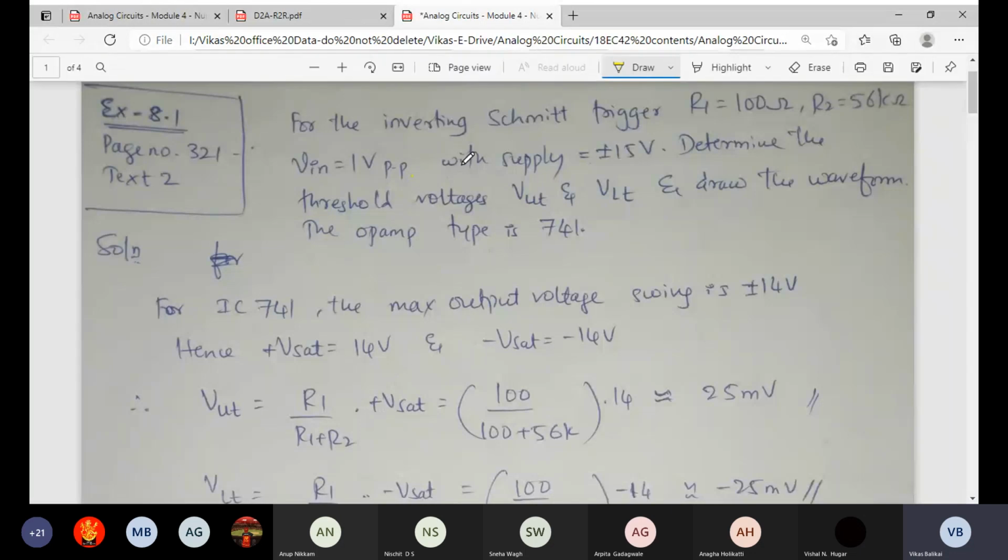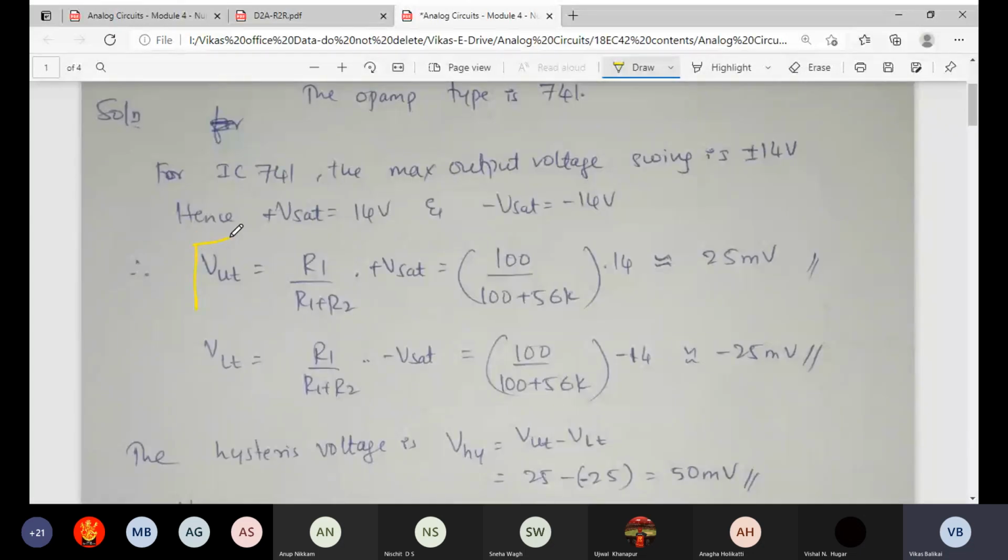Suppose if he is giving a Schmitt trigger, then he will be asking you to calculate VUT and VLT along with drawing the waveform. Now just look over here. The question here is very simple. He is asking you to calculate the VUT and VLT, and as per our discussion we have already seen that VUT is given by the equation R1 divided by R1 plus R2 multiplied by plus VSAT. So this is a simple equation to identify upper threshold voltage, and to identify lower threshold voltage we have the same equation, R1 divided by R1 plus R2 multiplied by minus VSAT.